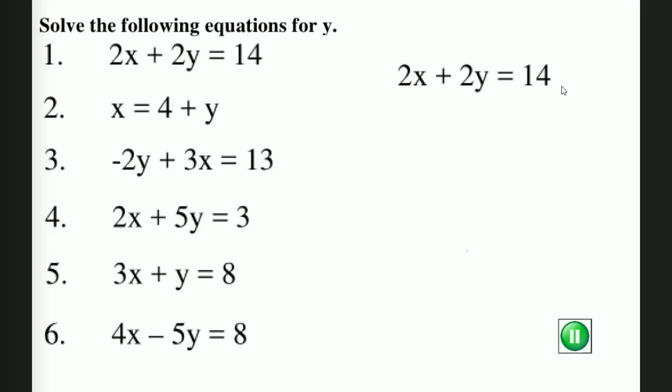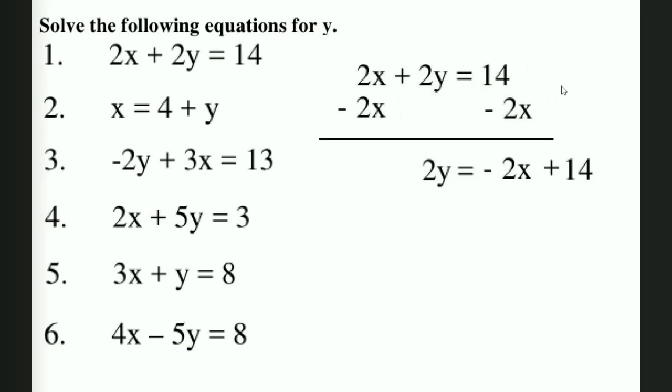So we have 2x plus 2y equals 14. First move. Subtract 2x from both sides. We have to get that x on the other side of the equation. So we just subtract it. We can't combine it with 14 because we don't know what x is, but we can certainly move it. So what we end up doing is 2y equals negative 2x plus 14. All right. So now we have our 2y equals negative 2x plus 14.